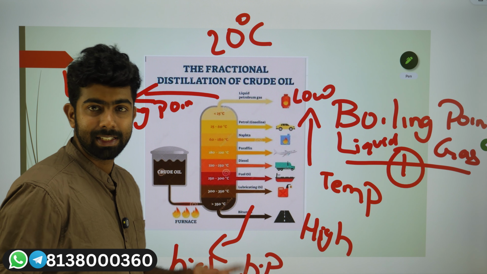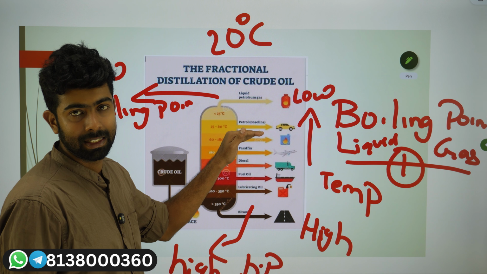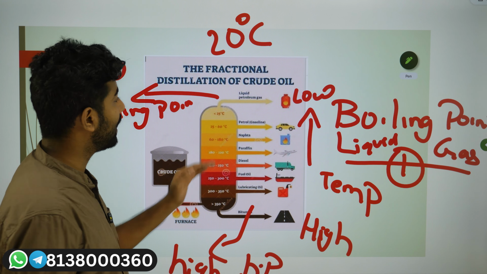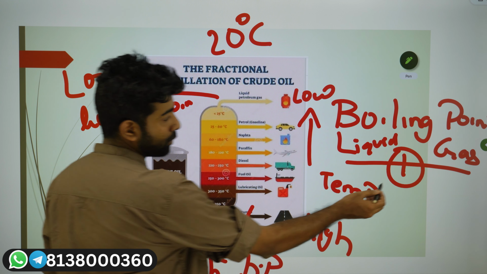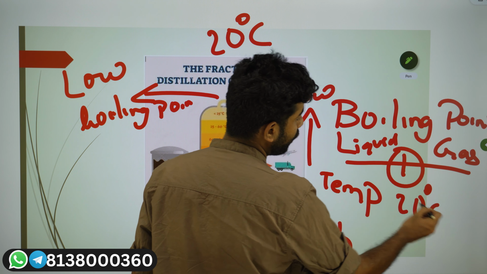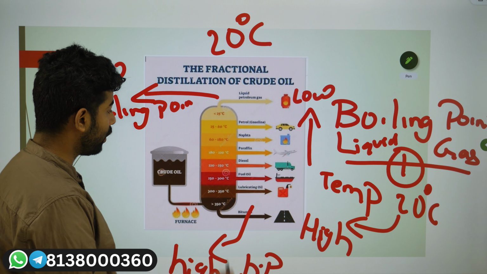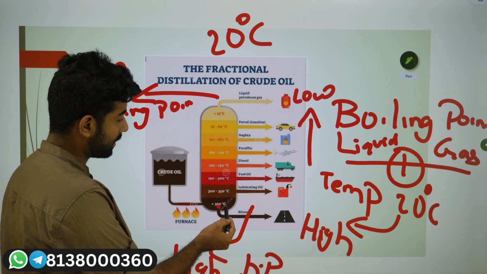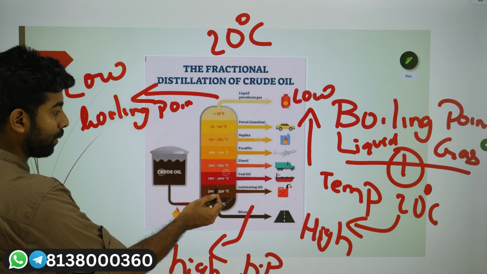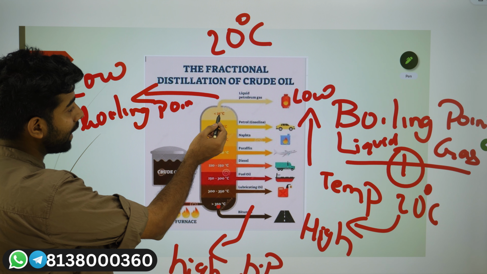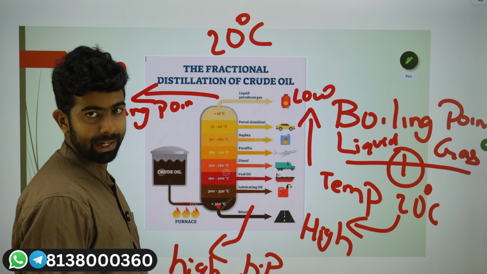20 degrees Celsius is the boiling point of liquid petroleum gas, which means only at that temperature will they become liquefied. So only when the temperature goes below 20 degrees Celsius will they be liquefied. If you take the vaporized crude oil here at 350 degrees Celsius, they won't be liquefied because the temperature is above 20 degrees Celsius. Here also they won't be liquefied. If there's any chance of liquefaction, they will only get liquefied at the top. So that's the basic idea of fractional distillation.